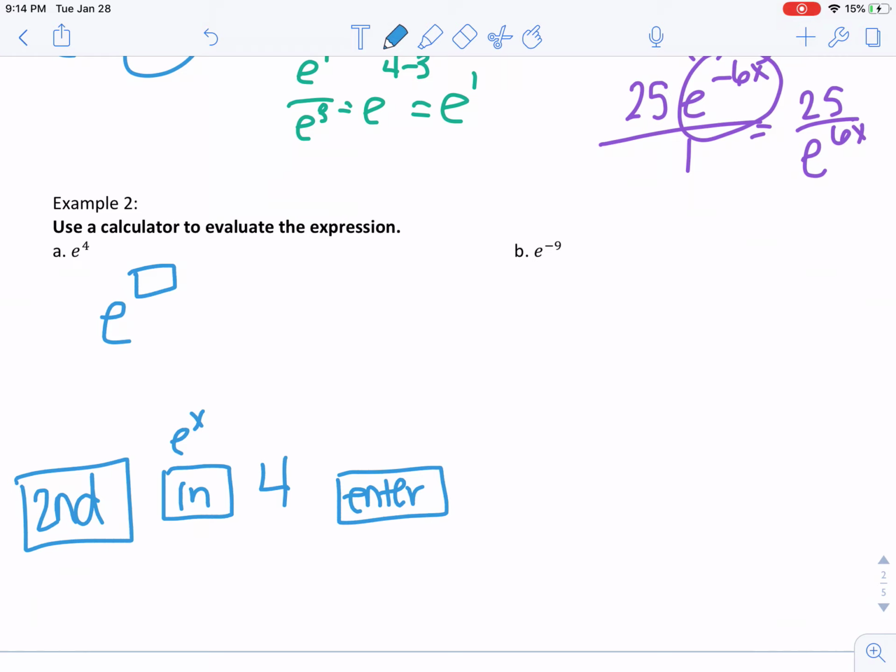And if you do that, e to the 4th is equal to 598. And 3 decimal places will be sufficient. So that's good enough for me.